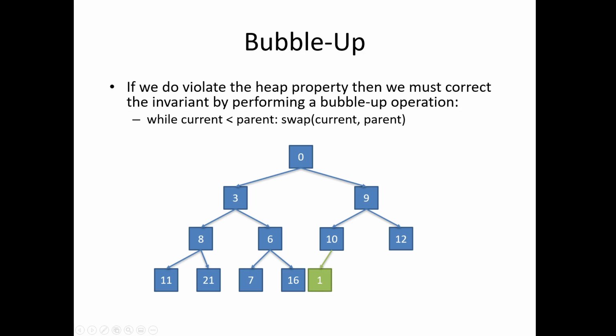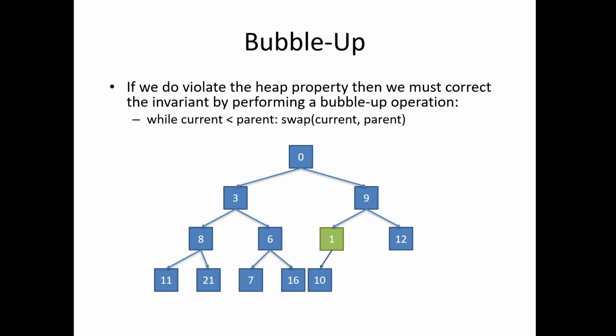However, it's possible that the number that we add violates the heap property by being less than the parent. And to fix this, we're going to perform an operation that's known as the bubble up operation. I've got it stated here in some simple pseudocode. While the current node is less than the parent node, we'll just swap the current and the parent node. So we have here our 1 is less than our 10, so we swap them.